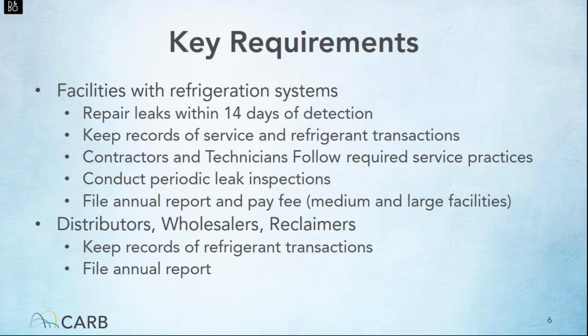On the other hand, medium systems must have one leak inspection every 3 months, and large systems must have an automatic leak detection system, also known as an ALD, on any component that is located indoors. Any part of the system located outdoors needs to be inspected for leaks every 3 months, similar to the medium systems. Medium and large facilities are also required to submit an annual report and pay a fee once the report has been submitted.